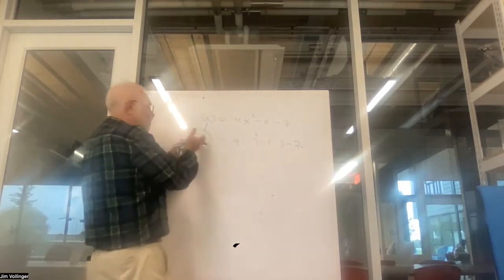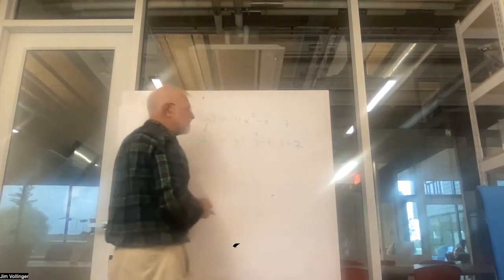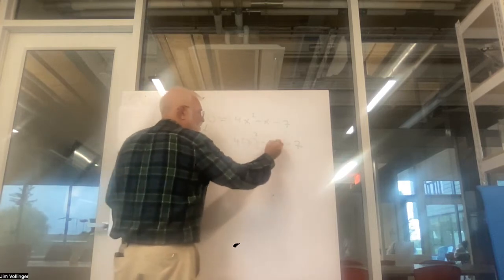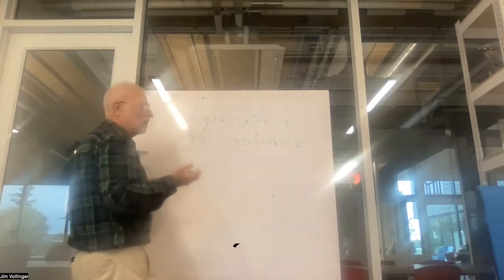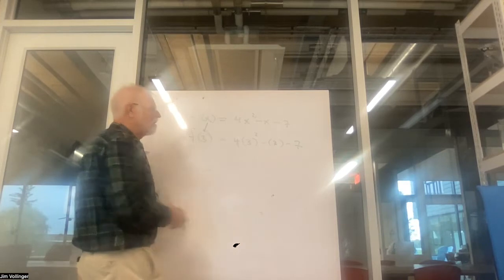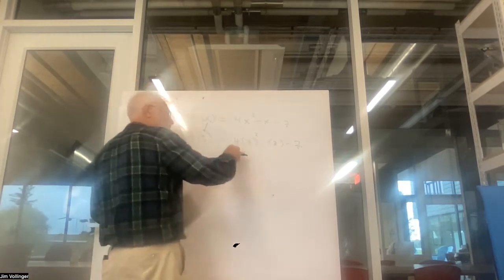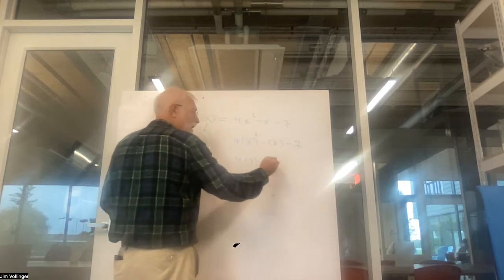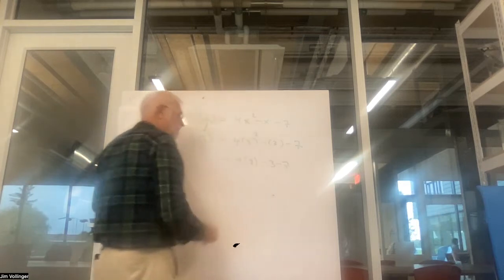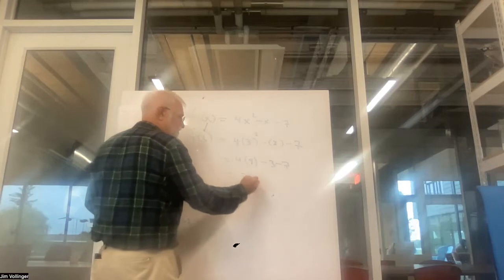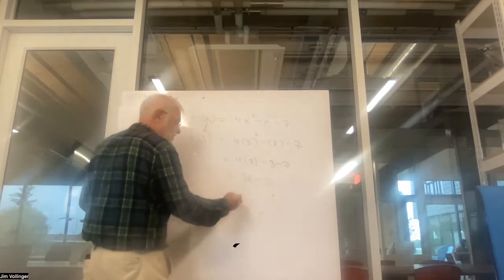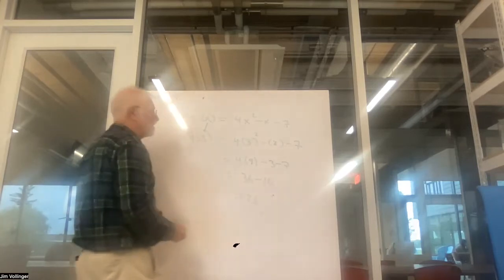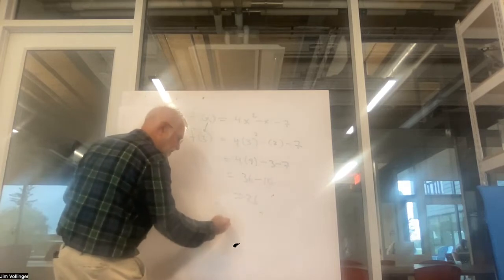And so I'm just dropping the number in place of the letter. And now I have a calculation. Question is, do I know the order of operations? I hope you know you square before you multiply. So that's 4 times 9 minus 3 minus 7, which is equal to 36 minus 10, which is equal to 26. So what is f of 3?